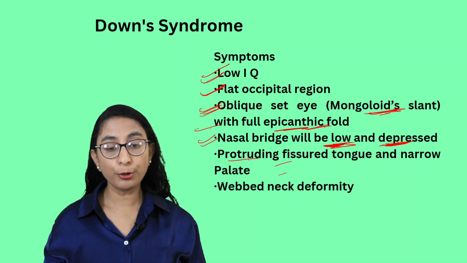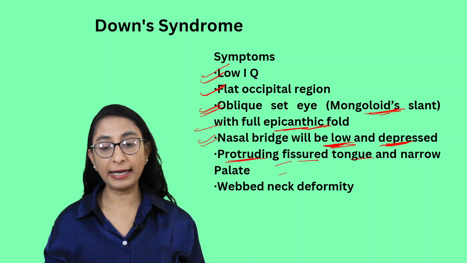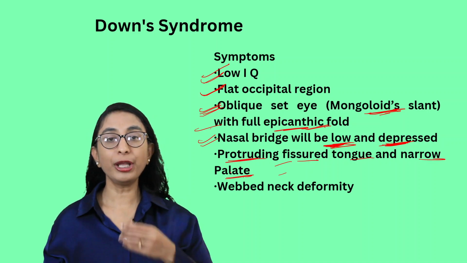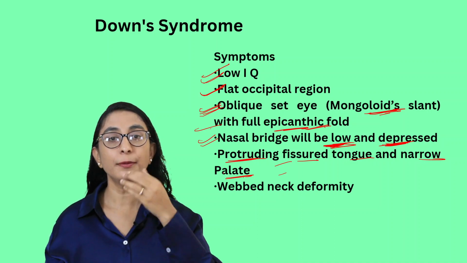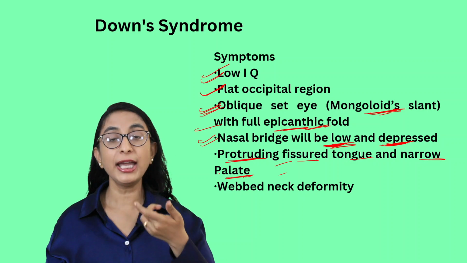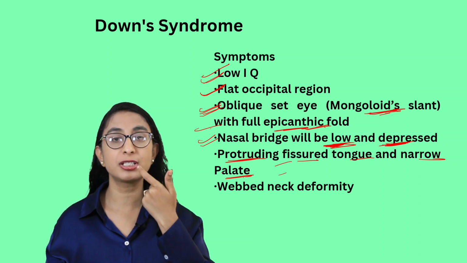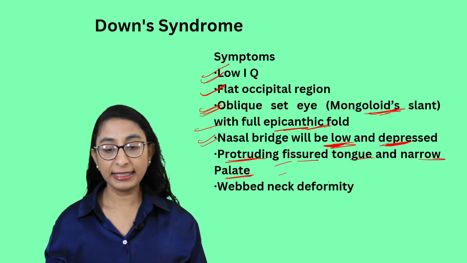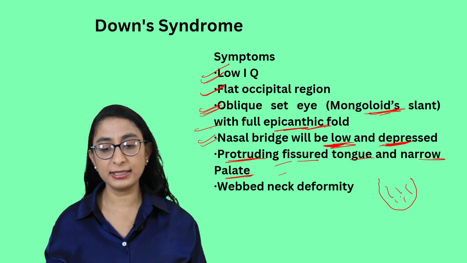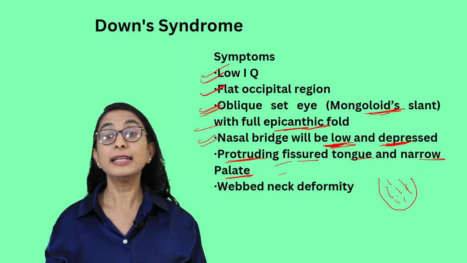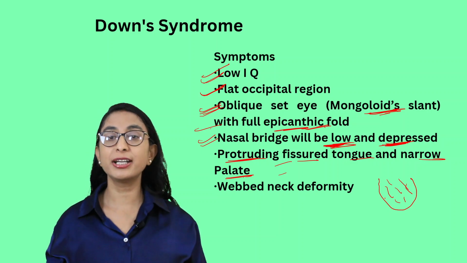Then we have protruding fissured tongue and narrow palate. Protruding means they'll have a thick fleshy tongue which will always be protruding out of their mouth. Okay, and they will also have fissures in their tongue. When we say fissures, they will have crevices in their tongue. Say for example, this is the tongue. They will have very minor tiny cuts in the tongue like this. Okay, that is what we call a fissured tongue.